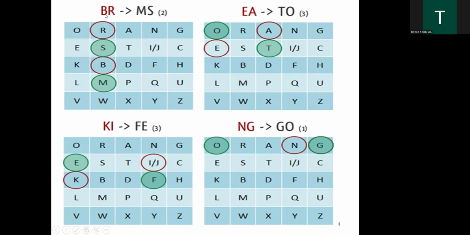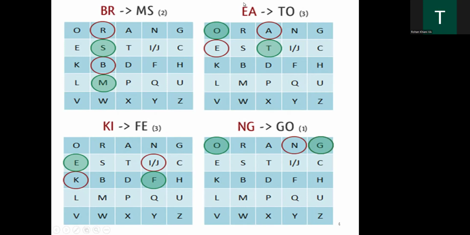So if we see B and R, both the characters of the plain text are lying in the same column. If they are lying in the same column, which rule do we have to apply? We have to take the letters below that particular letter of the plain text. So if we see B, the letter below it is M, so our ciphertext will become M. And if we see letter R, below it is S, so our ciphertext will become MS. This is how we have to convert our plain text into ciphertext.